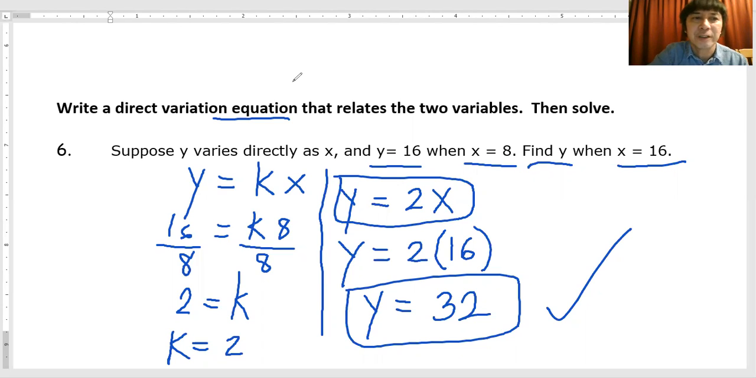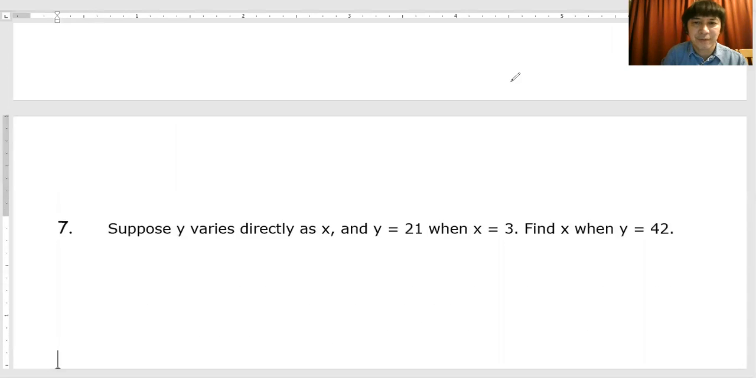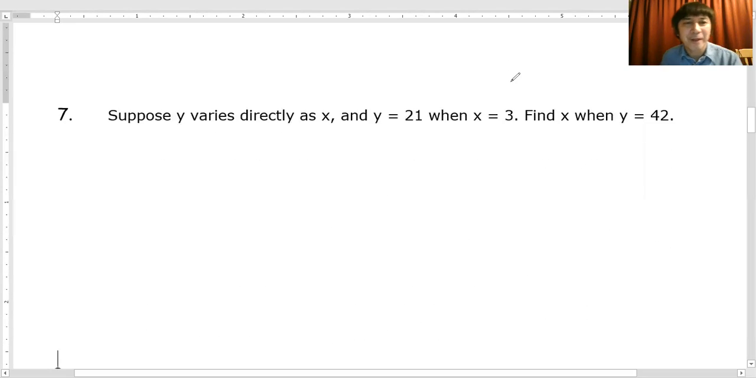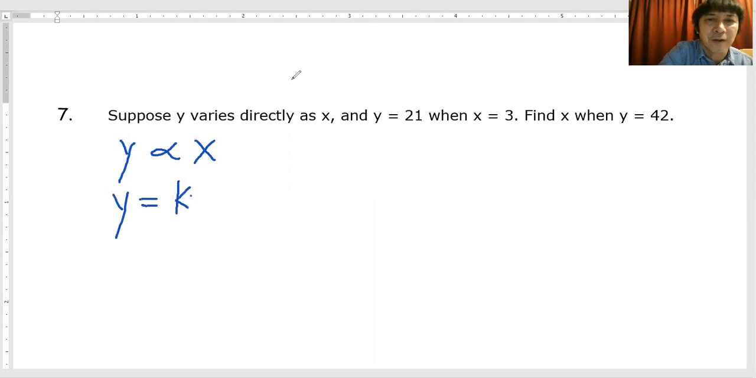So number 7, let me clear the screen. Number 7. Suppose y varies directly as x. Suppose y is proportional to x, and y varies directly as x. And y is 21 when x is 3. So that means we can use these numbers and solve for k.